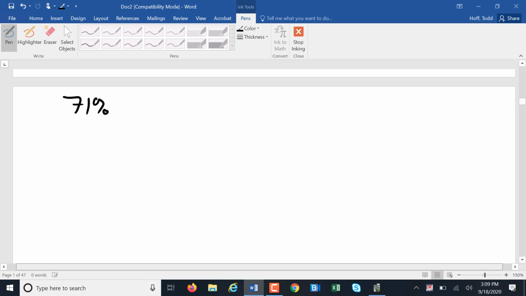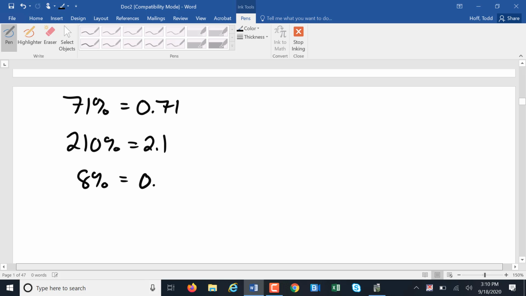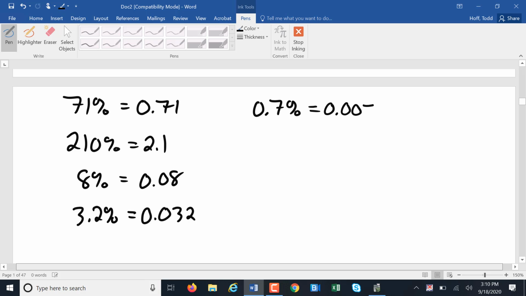So 71% is going to become what as a rate? 0.71. 210% will become what as a rate? 2.1. Good. 8% will become what as a rate? 0.08. Good. 3.2% will become 0.032. Good. 0.7% will become, there we go, 0.007. Good.